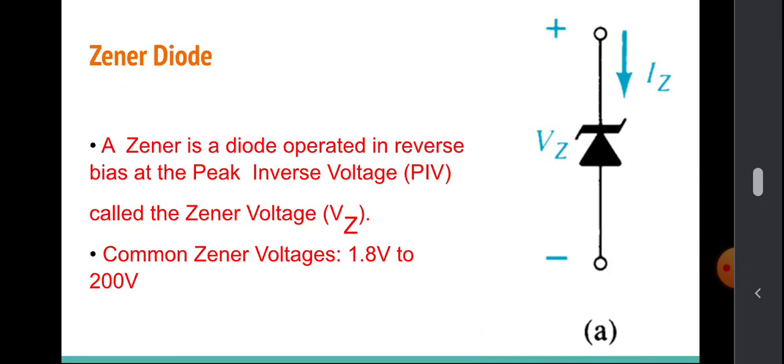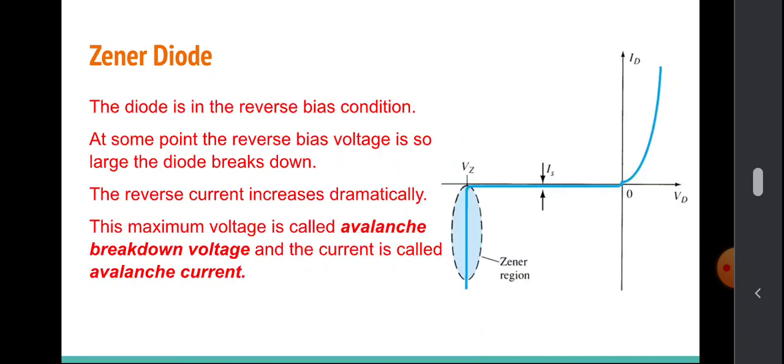So that's a Zener diode. A Zener diode is operated in reverse bias at the peak inverse voltage called the Zener voltage. A Zener diode has a Zener voltage from 1.8 volts to 200 volts. So it varies from 1.8 to 200 volts. This is the region where the Zener voltage is located. It is below the reverse bias voltage. The diode is in the reverse bias condition.